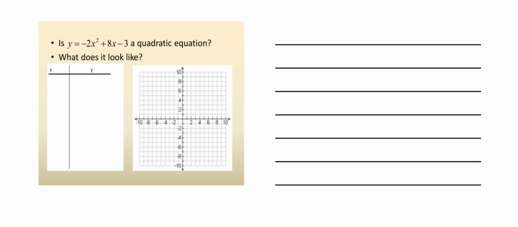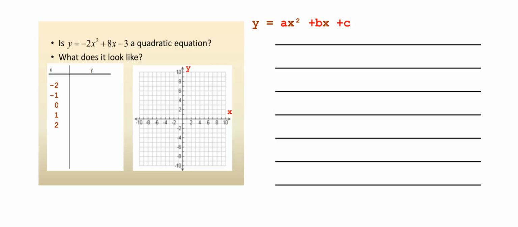Is y equals negative 2x squared plus 8x minus 3 a quadratic equation? And what does it look like? Well, how about if we try plugging in some random values, such as negative 2, negative 1, 0, 1, and 2. And we'll get a chance to also sketch it. So let's label our x and y axis.